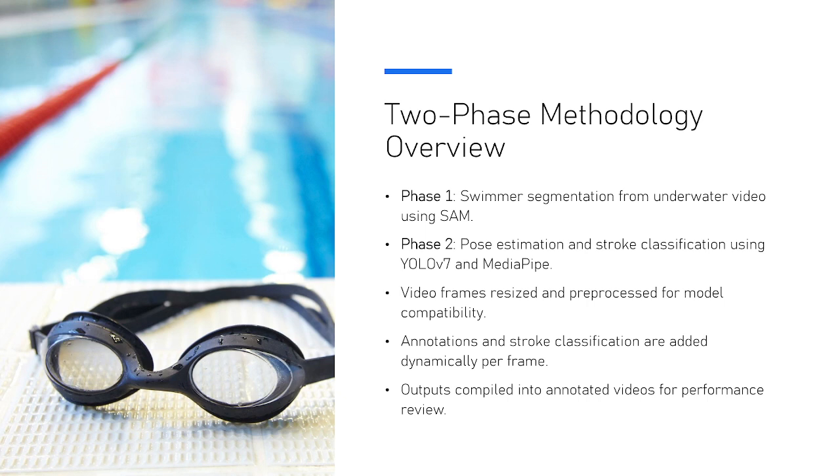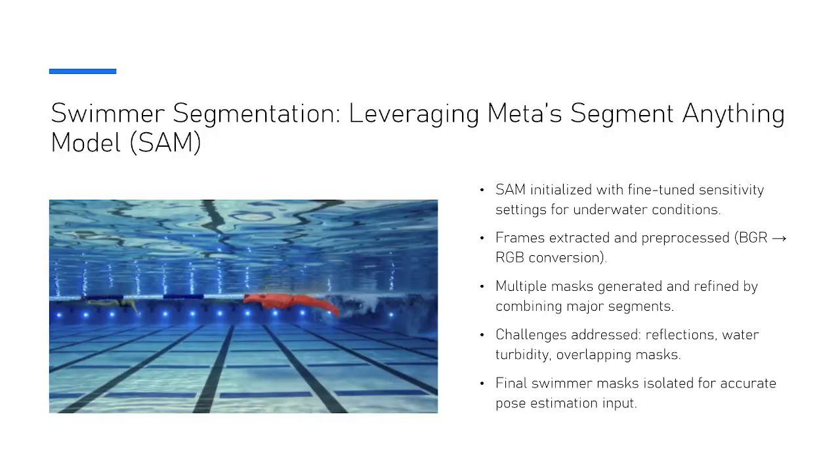Phase two is the pose estimation. Continuing from that, using the segmentation from SAM, we analyze the pose of the swimmer, whether it's freestyle or backstroke, or any other stroke classification, using YOLOv8 and MediaPipe. We resize and pre-process the frames for model compatibility. Annotations and stroke classification are also added dynamically per frame. If a video has freestyle movement for 1 minute, annotation and stroke classification are added throughout that minute, and outputs are combined into an annotated video for performance review, to check whether the model is working correctly or not.